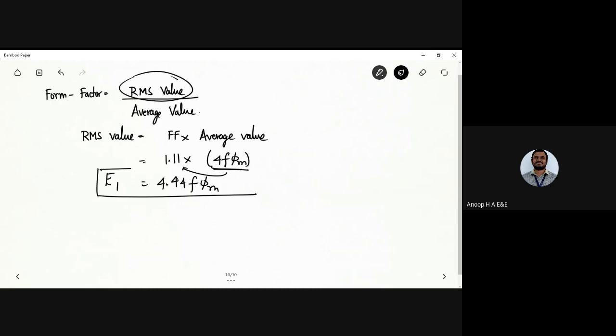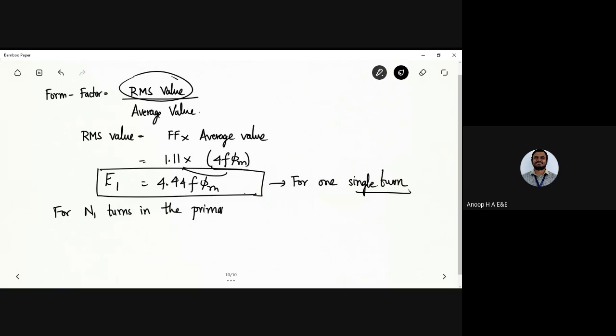So E is the RMS value for one single turn. Got it? So I got it for one single turn. For N1 turns in the primary, E1 is given as 4.44 into f into phi m into N1.